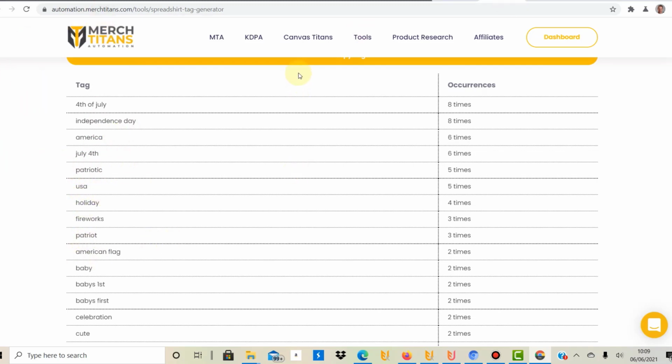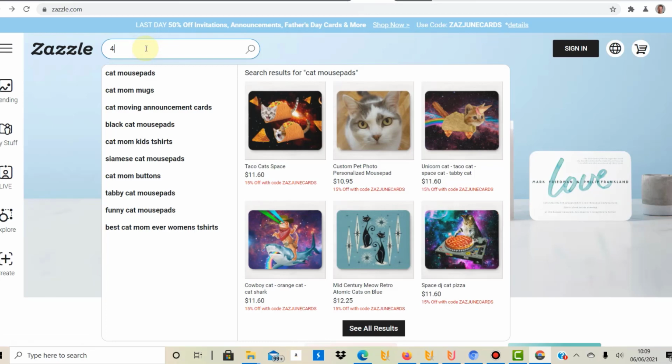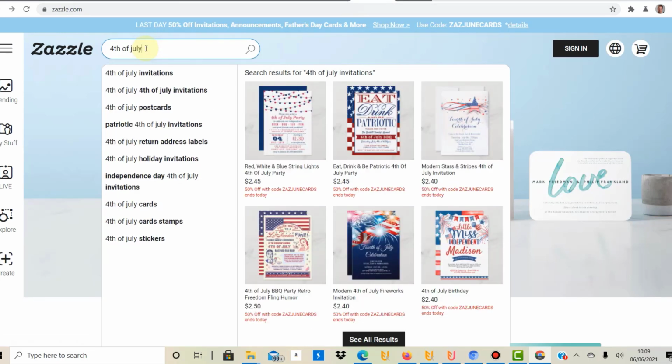Okay, I'm going to tell you now how you can identify which products you should put your designs on Zazzle. We go back to Zazzle now, and let's say you want to post something for the 4th of July. What you would then do is type it into the Zazzle search bar, and what it will tell you is actually what people are really looking for.